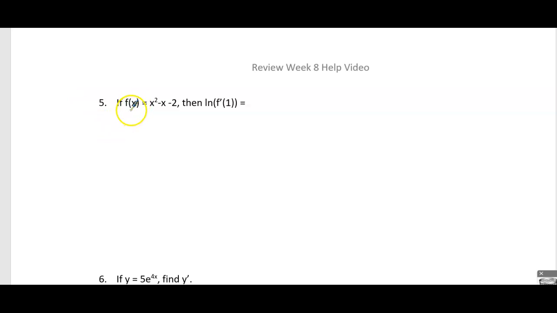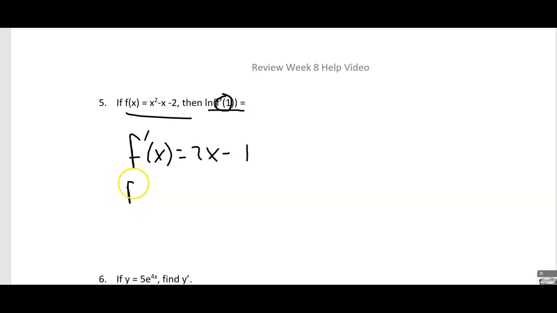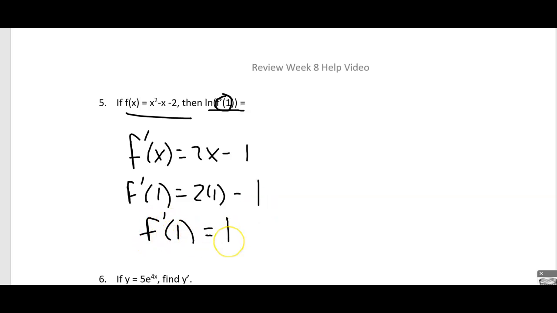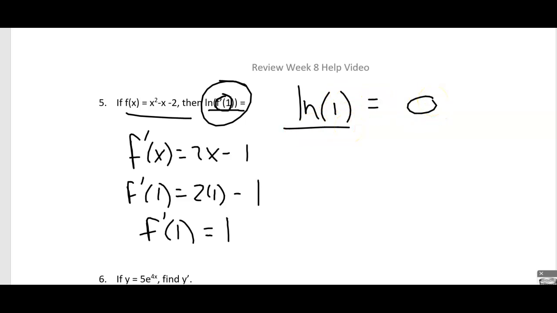All right, number 5, we have f of x is equal to this function, and we want to find ln of f prime of 1. So basically, I would want to find f prime of 1 first. So let's do that. Here's f prime, and here's f prime of 1. Just plug in 1, right? And I end up with 1. So I want ln of f prime of 1, and I just found out f prime of 1 is 1, and ln of 1 equals 0.